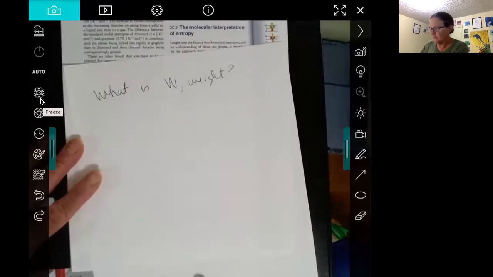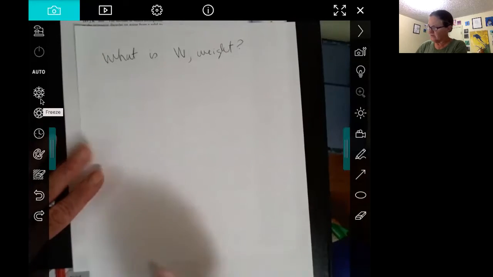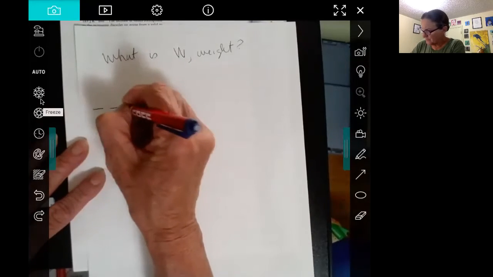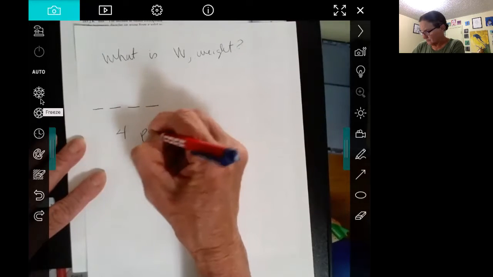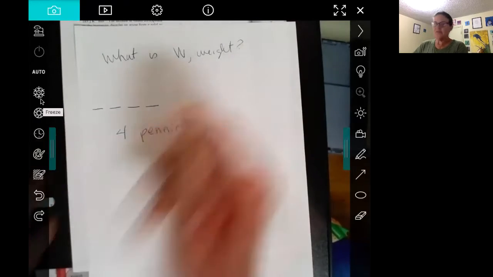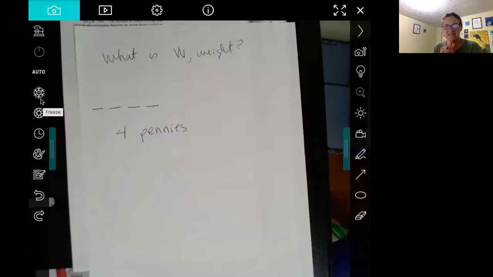And if you think about it in terms of pennies, it's easy to think about. So if I have 4 pennies and I throw them up in the air, how likely is it that you're going to end up with all heads or all tails? Pretty unlikely. Not because it isn't an equally probable configuration, but that it's only one configuration.